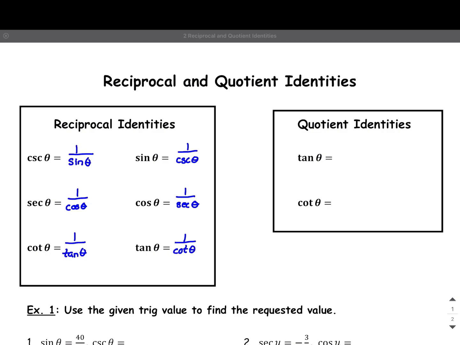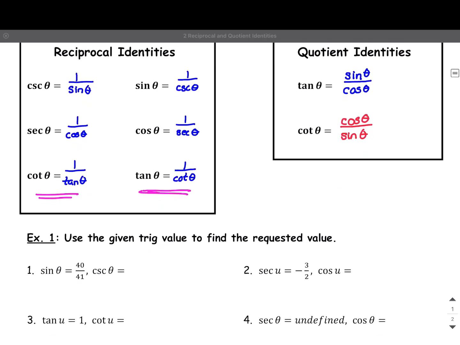Okay? Now, we know that the tangent of theta is sine of theta divided by cosine theta. And if we put that together with the fact that cotangent and tangent are reciprocals, if the tangent is sine over cosine, then the cotangent is the reciprocal of that, cosine theta over sine theta. So we can write cotangent in terms of sine and cosine as well.